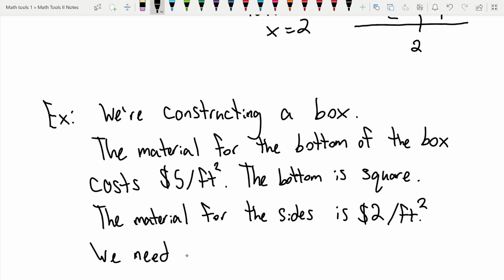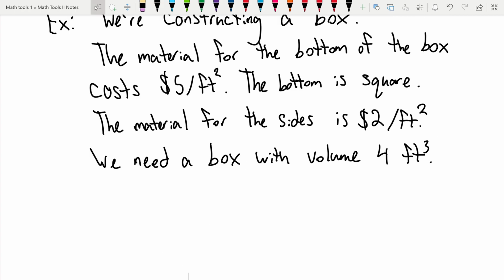We need a box with volume 4 feet cubed, right? 4 cubic feet. Okay. So we want to come up with something that will minimize the cost of this box. Okay, so we want to imagine what this would look like. I don't know if I even want to attempt to draw this. I guess I can give it my best shot here. So we have a square base, right? And then we have some kind of height.